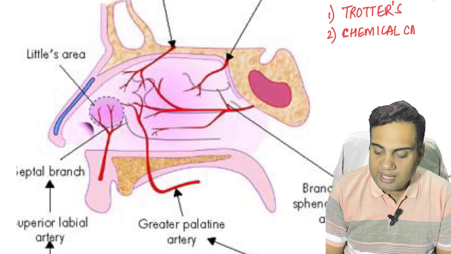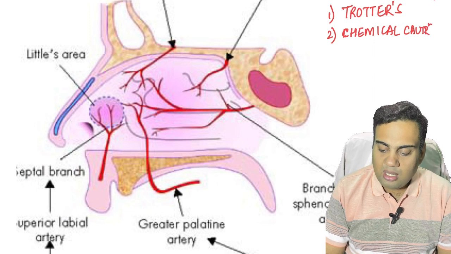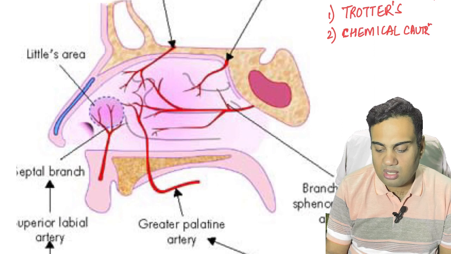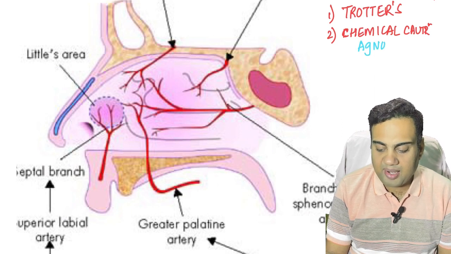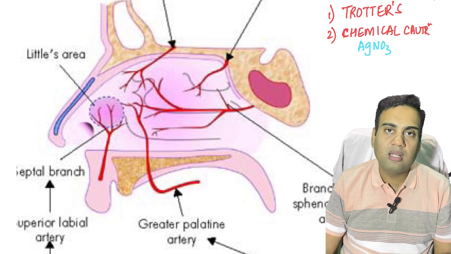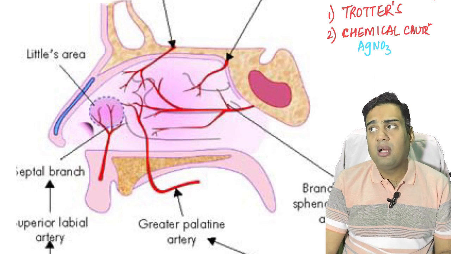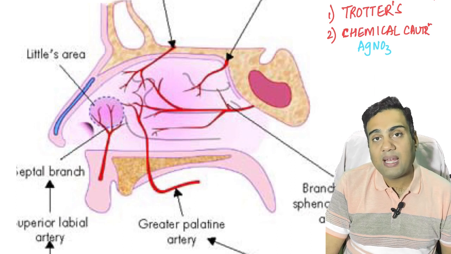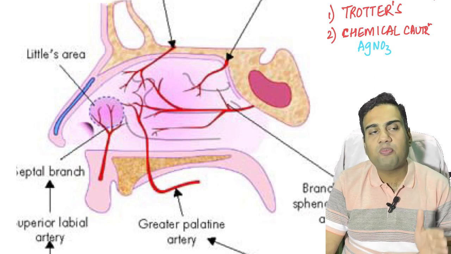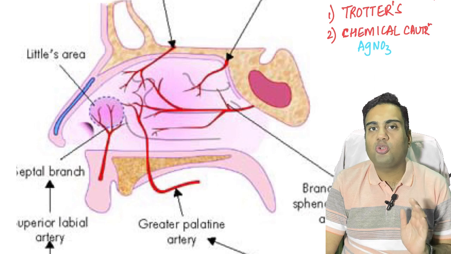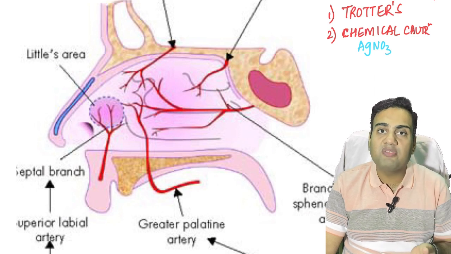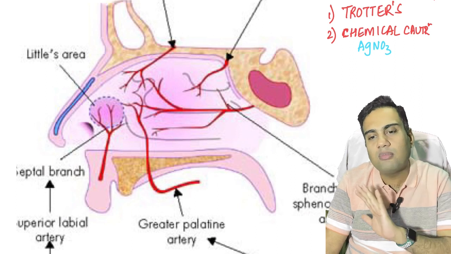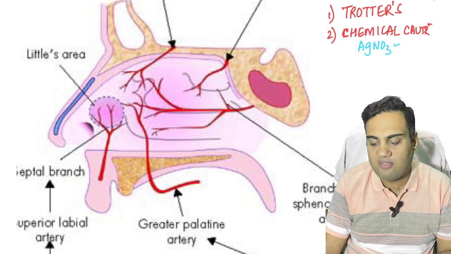Cauterization का मतलब होता है to burn that area. Now you can burn that area by using a chemical, like the commonest one that we use in our setups is silver nitrate. Copper sulfate is another chemical commonly used by gynecological people to reduce PPH. But in ENT, we do not use copper sulfate because it burns with fumes, so it can burn the nearby mucosa also. So हम usually copper sulfate नहीं use करते, हम silver nitrate use करते हैं.